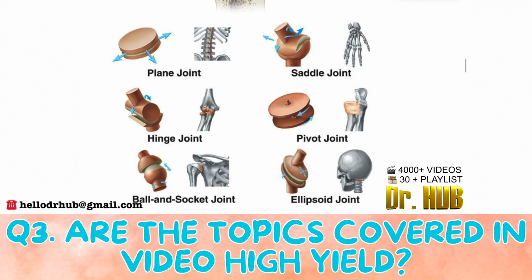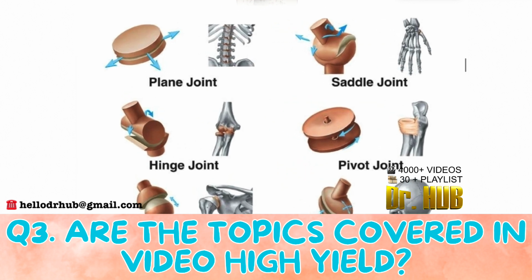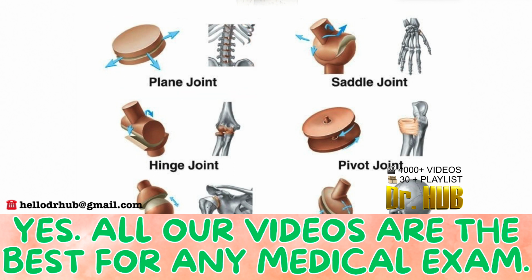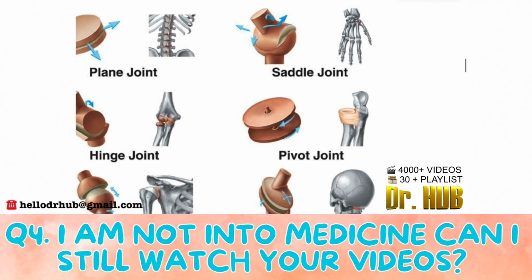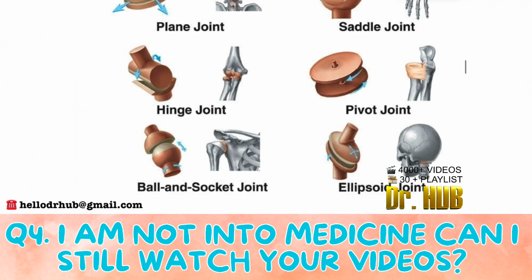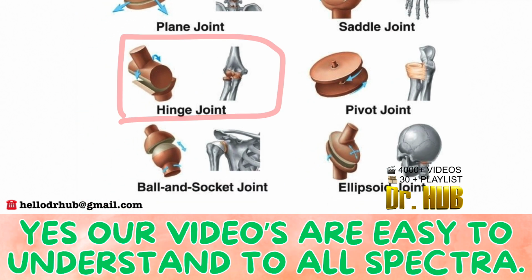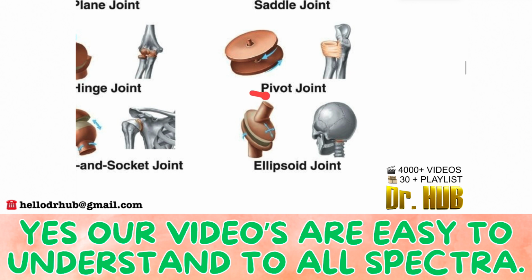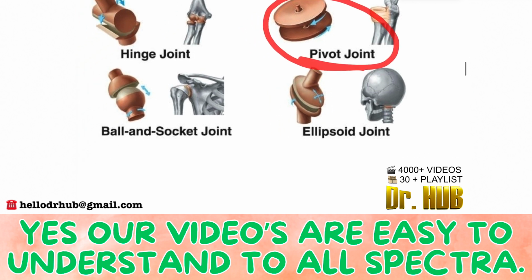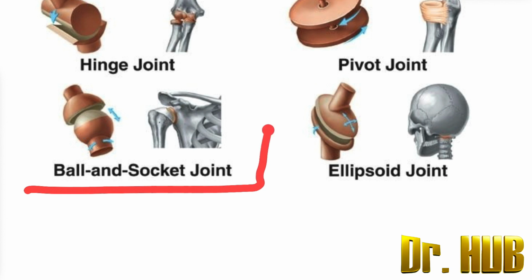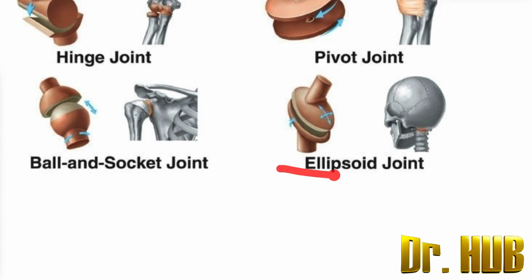Now let's look in detail at some joints. So the joints here: there is the plane joint. This is how the movement is, as mentioned in the diagram. Then there is the saddle joint, then a hinge joint. Next, there is also the pivot joint, and there is a ball and socket joint. The ball and socket joint is referred to the shoulder, and the ellipsoid joint.